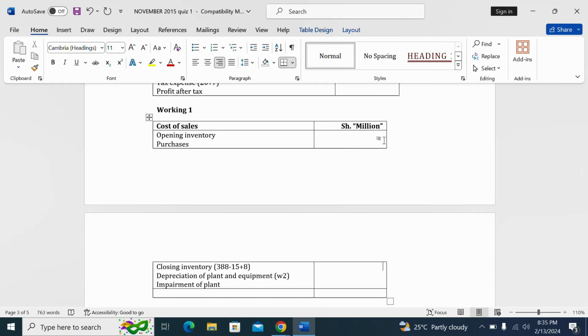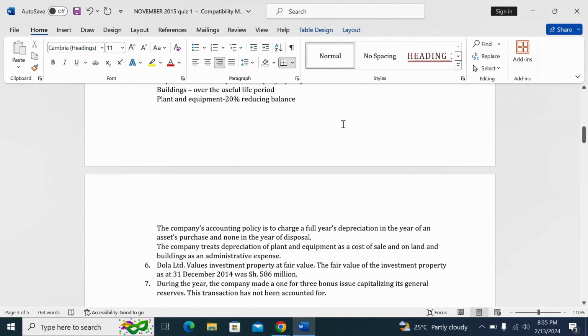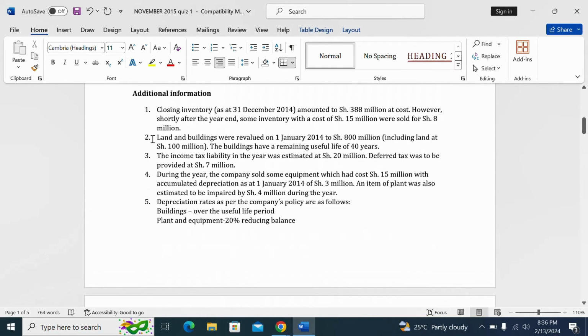388 minus 15 plus 8, that is 3. You are getting 381 million. And therefore, we are done with that additional information number 1. We go to additional information number 2.